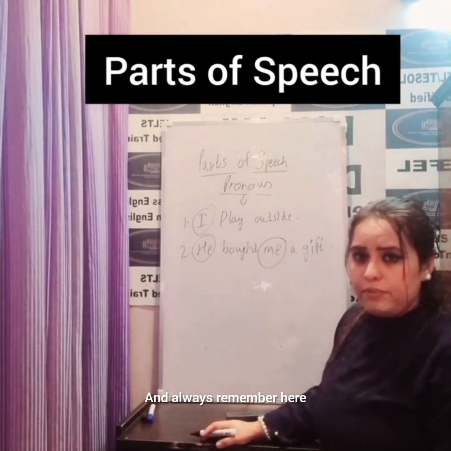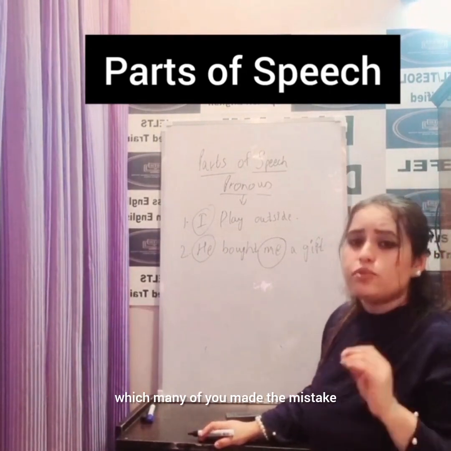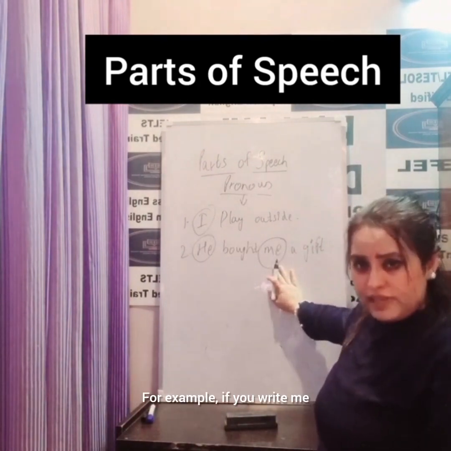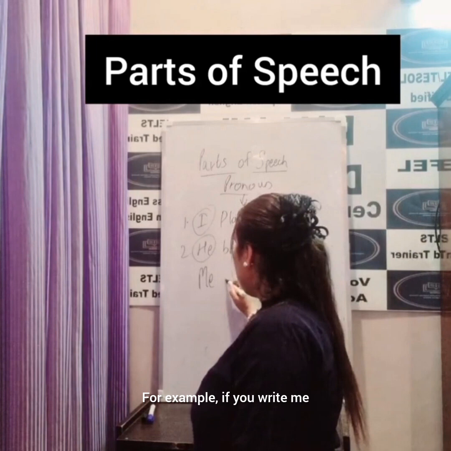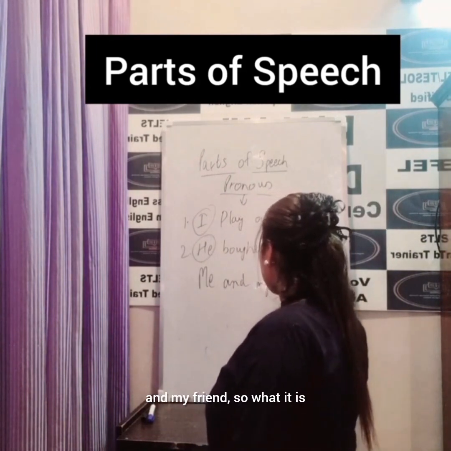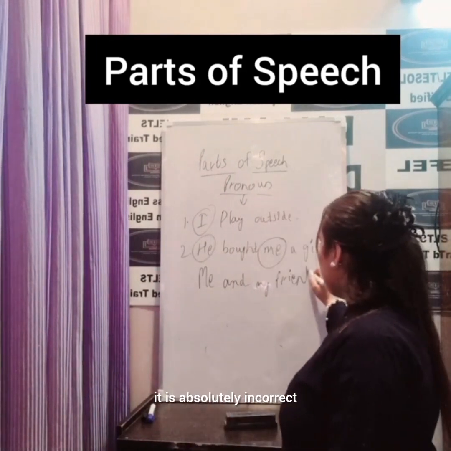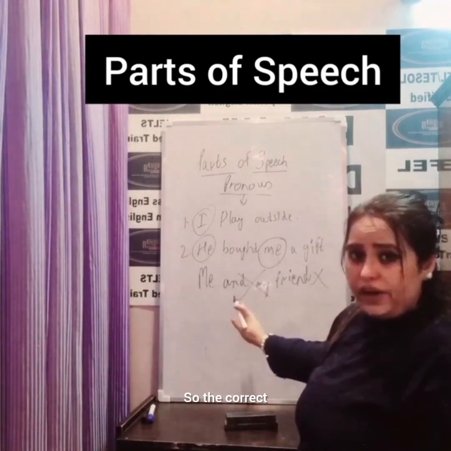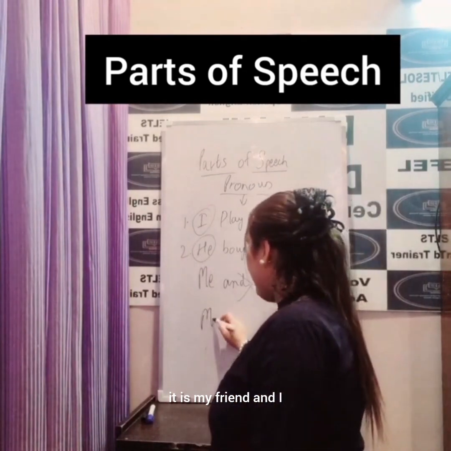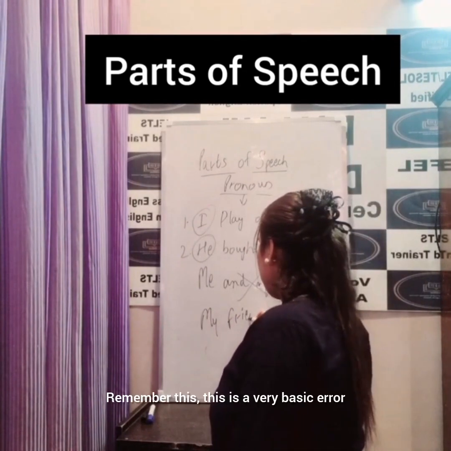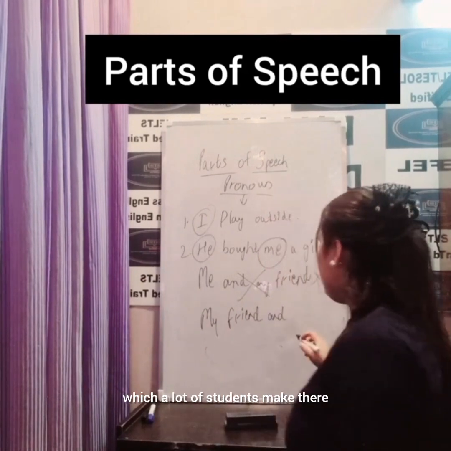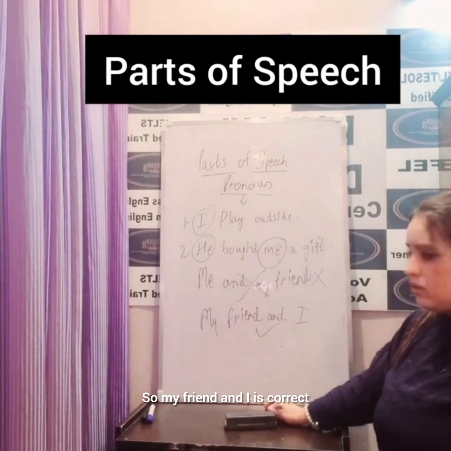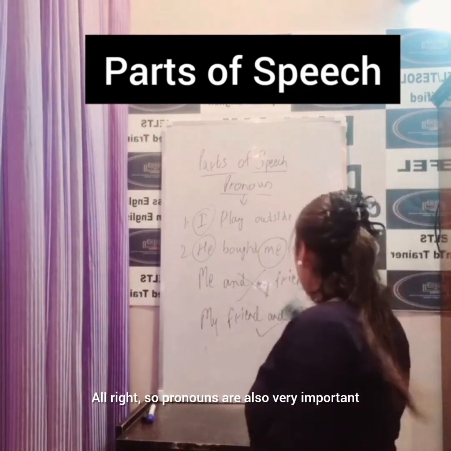And always remember, here I want to tell you a very important thing which many of you make a mistake: me always comes in the object. For example, if you write "me and my friend", it is absolutely incorrect. Always remember, it is incorrect. The correct form is "my friend and I". Remember, this is a very basic error which a lot of students make. So "my friend and I" is correct. Alright, so pronouns are also very important.